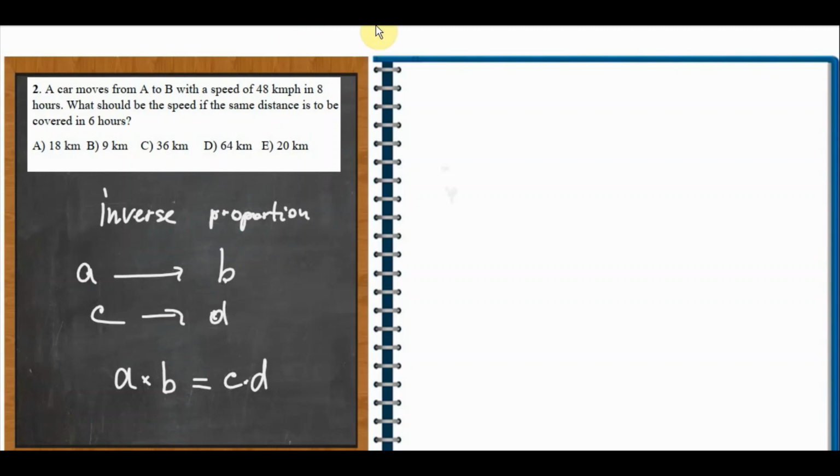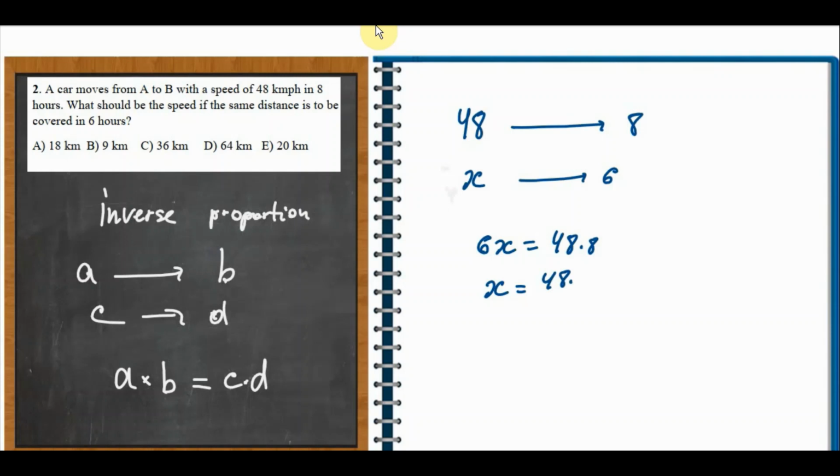Similarly, we have speed and time. They are inversely proportional. Let's write the first speed. 48 corresponds to 8 hours, and we don't know what speed corresponds to 6 hours. As we know they are inversely proportional, we will write 6x is equal to 48 times 8. No need to multiply 48 by 8 because we will simplify first. Divide by 6. So 48 and 6 will be cancelled by 6. The result will be 8 times 8. So x is going to be 64. The correct answer is D, 64.